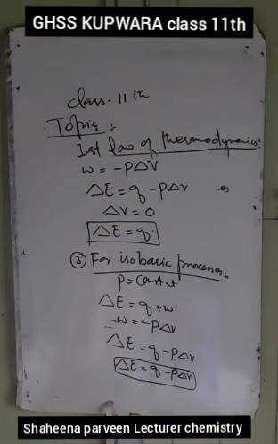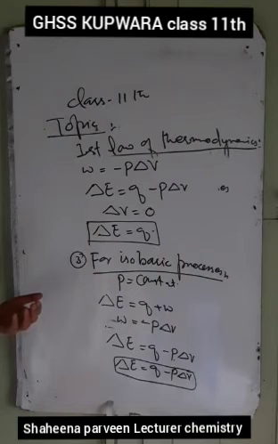So in today's topic, we have first the heat. What is the definition of heat? It is basically the energy which is transferred between the system and surroundings due to temperature difference. Now we have the important topic, the first law of thermodynamics. It is also called the law of conservation of energy, which states that the total energy of the universe is constant. It can neither be created nor destroyed. However, it can be transferred from one form to another.